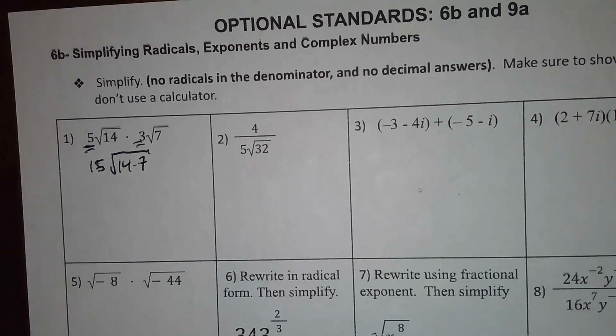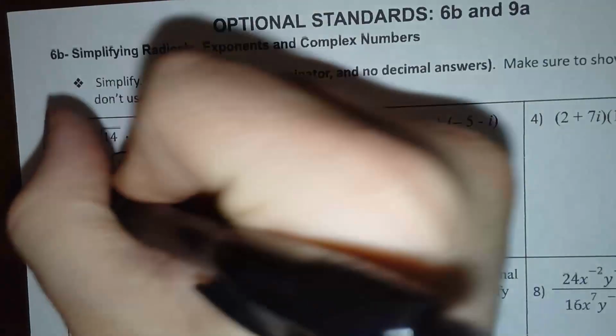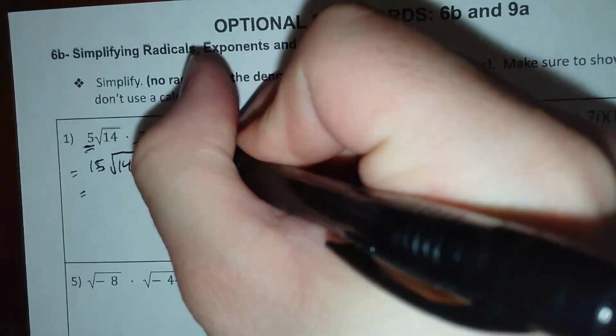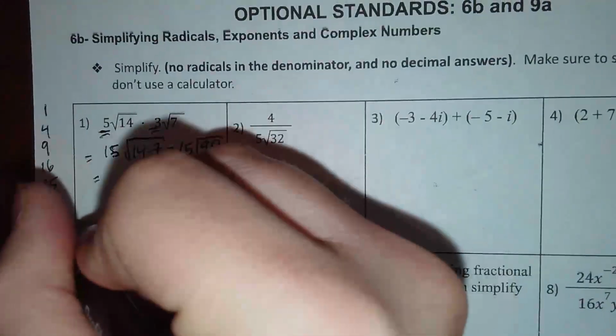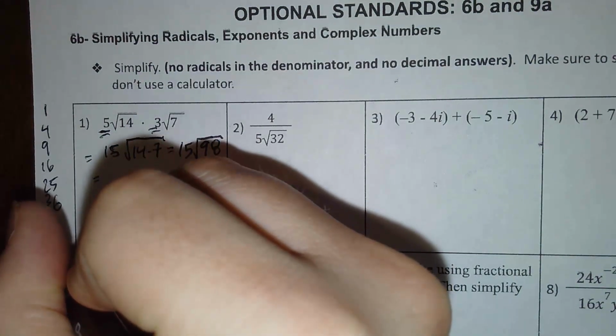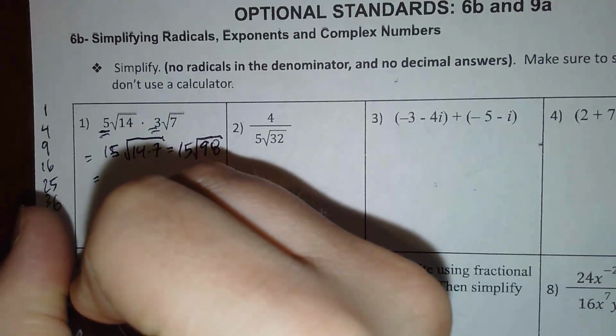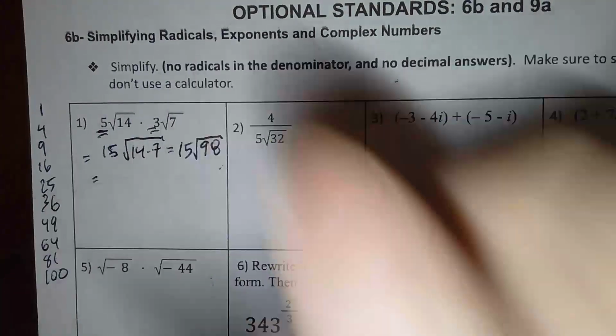What is 14 times 7? It's 98. So we get 15 root 98. Now we want to simplify 98. What is a perfect square that goes into 98? We're talking about 1 squared, 2 squared, 3 squared, 4 squared, 5 squared, 6 squared, 7 squared, 8 squared, 9 squared, or even 10 squared. Which of these is the biggest number that goes into 98? That number is going to be 49.